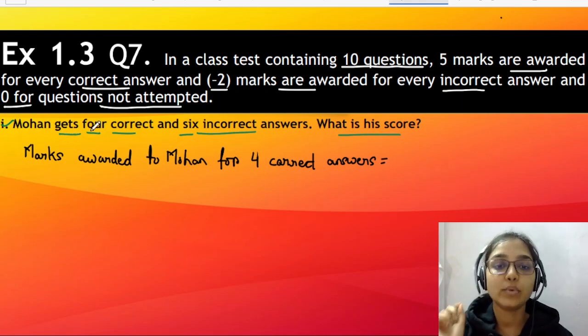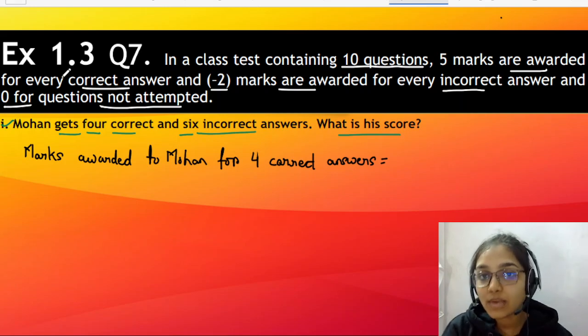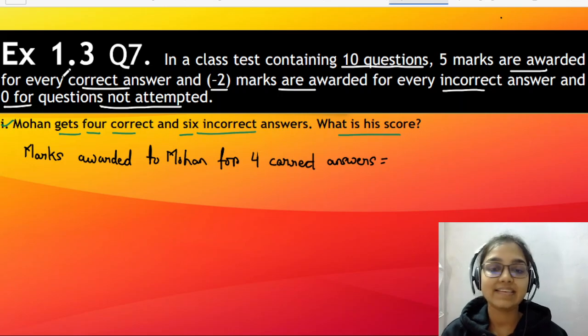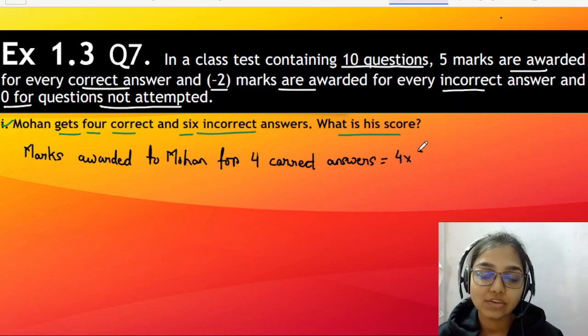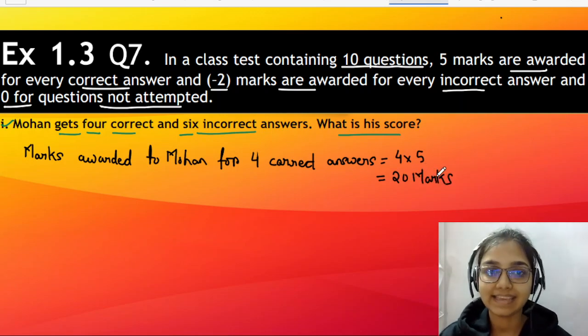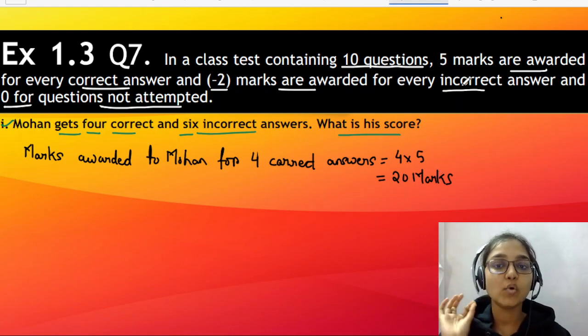Now we know 5 marks are awarded for every correct answer, which means for 1 correct answer Mohan is going to get 5 marks. So for 4 correct answers, what marks are going to be given to Mohan? Correct, it's going to be 4 into 5, that is 20 marks. Simple unitary method and nothing else, right? You can also write it in this way: for 1 correct answer Mohan is going to get 5 marks, therefore for 4 correct answers Mohan is going to get 4 into 5, that is 20 marks.